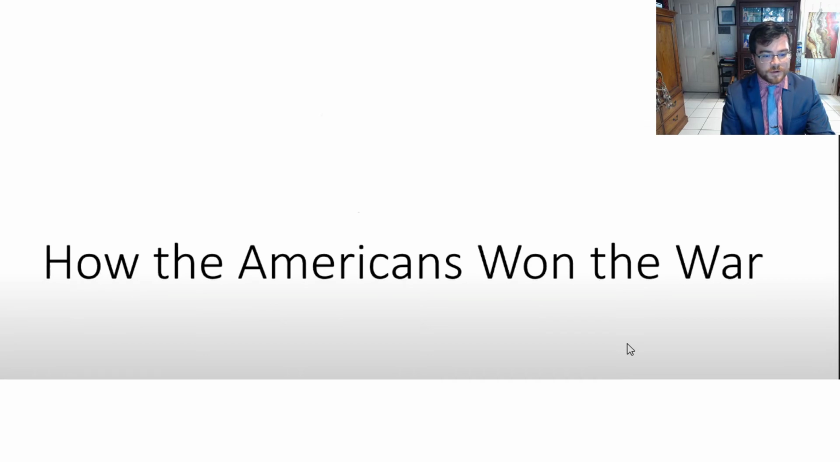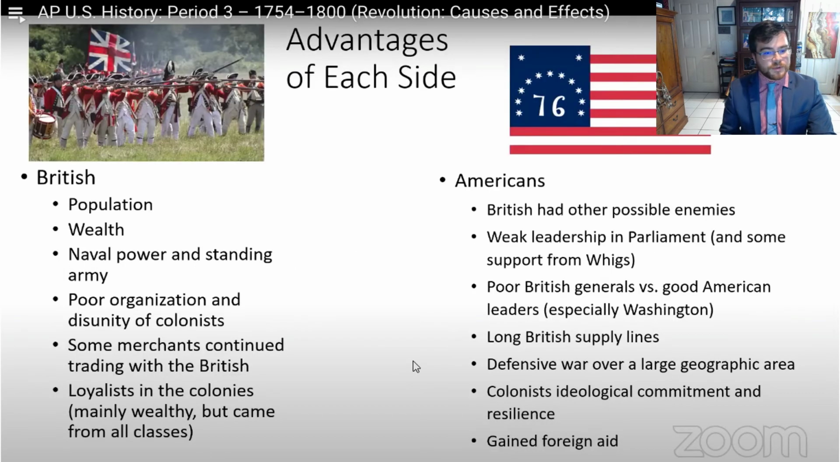Okay, how the Americans won the war. This was another topic that we went over, but guys, the advantages were on England's side. They were like the number one military. It'd be like if the Valley fought against the United States of America and then the Valley won, right? That'd be like, whoa, what? Are you serious?